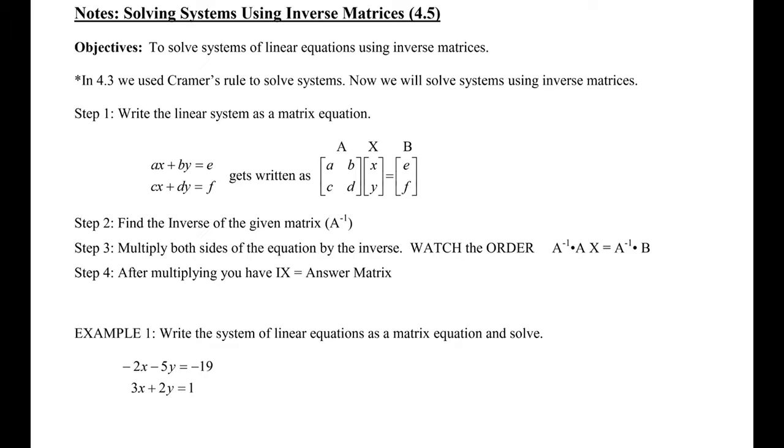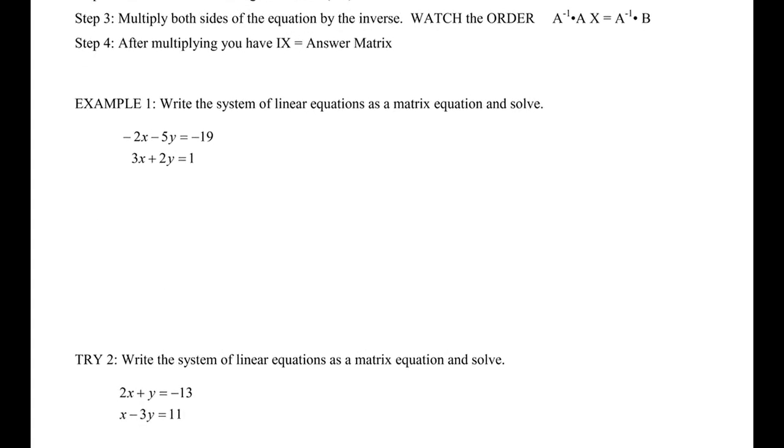So our second step then would be to find the inverse of our matrix A. Then we're going to multiply both sides of the equation by that inverse and solve for our matrix X. After we have finished multiplying, we will have the identity matrix times matrix X is equal to our answer matrix. So let's go through and look at an example here.